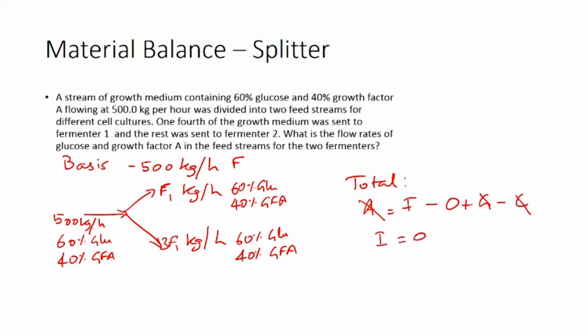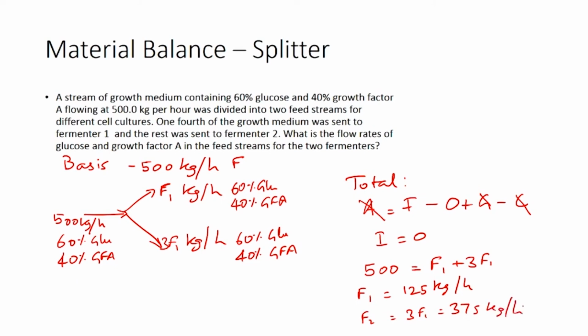When we write this equation using the flow rates given, we would simplify it as feed, which is 500 kilograms per hour, is equal to F1 plus 3F1. So, this gives you the flow rates as F1 equals 125 kilograms per hour and F2, which is equal to 3F1, is equal to 375 kilograms per hour. Now that you have calculated the total flow rates of the two exit streams, you have to go about and look whether that is all that was asked in the question.